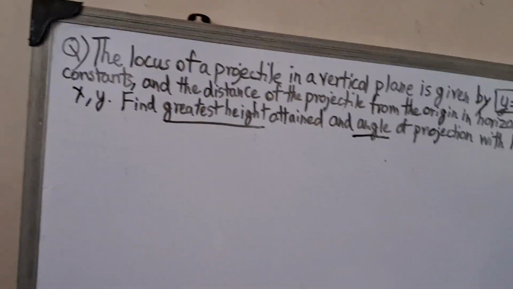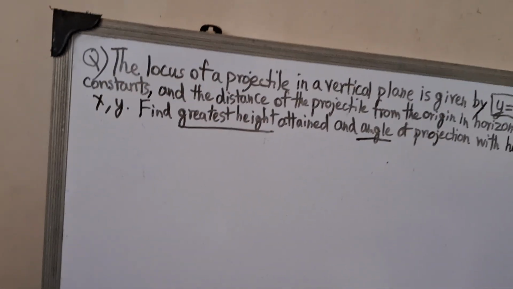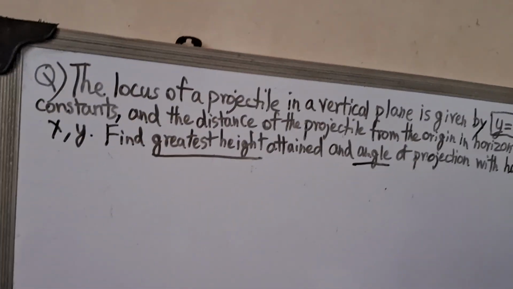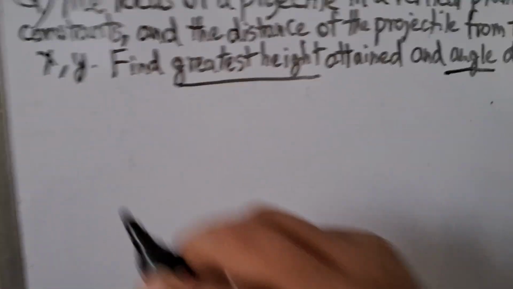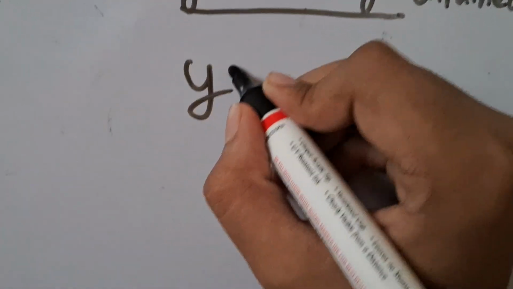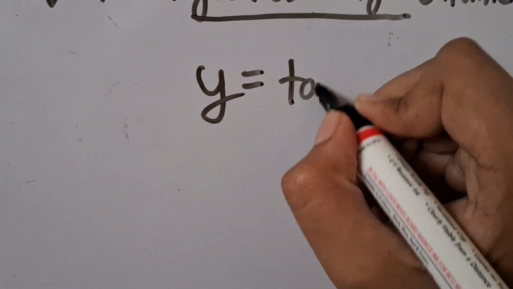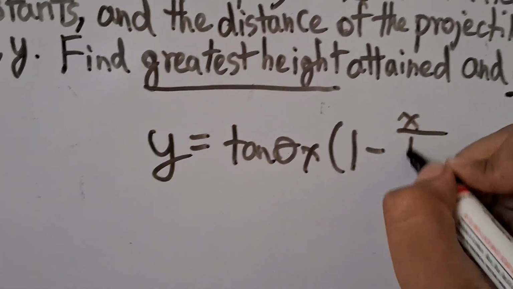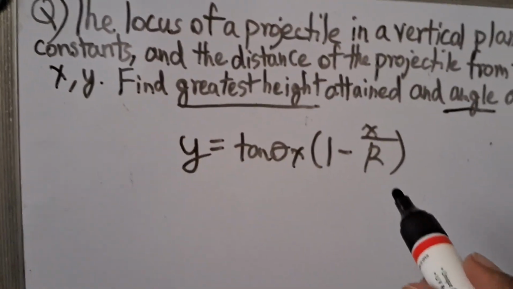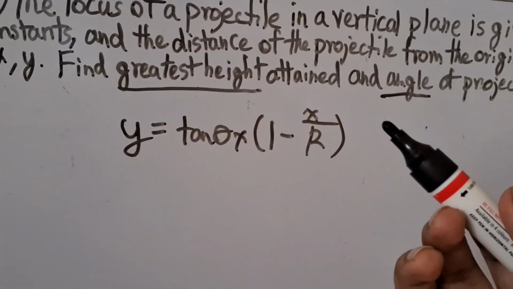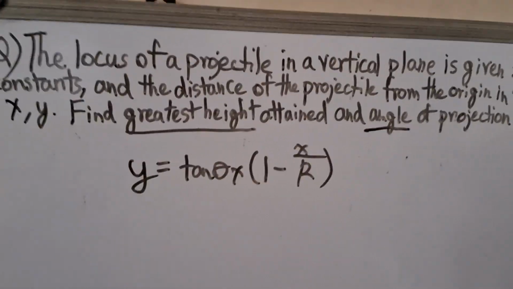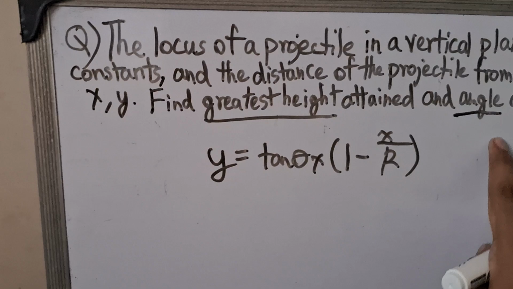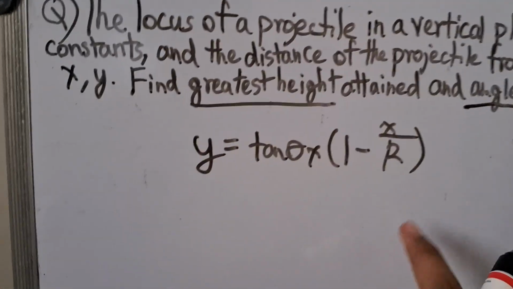What we're gonna do is take a look into projectile motion. What were the main equations in projectile motion? If you guys remember, there was clearly one equation: y equals tan theta x into 1 minus x by R, and this R was basically the range, but we don't know what the range is, right? And do we need to find out the range? It's more than what's required. So no, absolutely not.